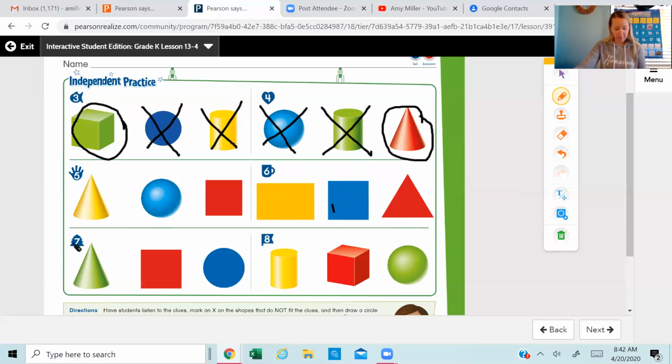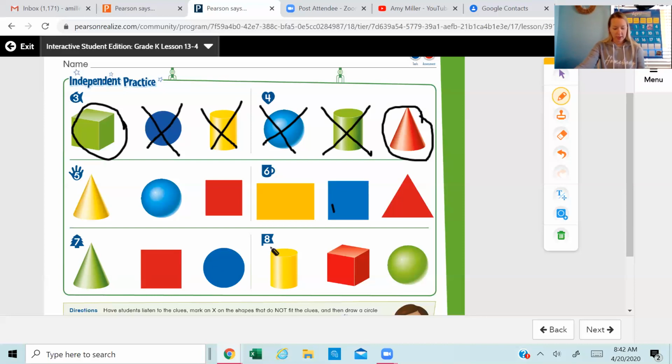All right, number 7. We have 3 shapes here. The first clue is I am a flat shape. So look at all 3 of your shapes. Which ones are flat and which ones are not flat? If it's not flat, go ahead and cross it off. The second clue is I do not have any straight sides. No straight sides. What shape am I? Only 2 clues for that one. I am a flat shape and I do not have any straight sides.